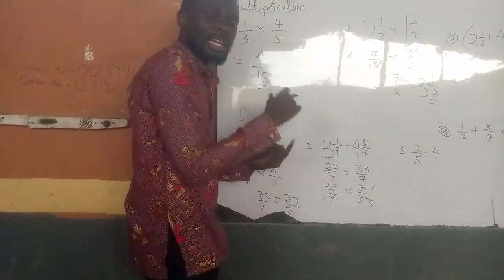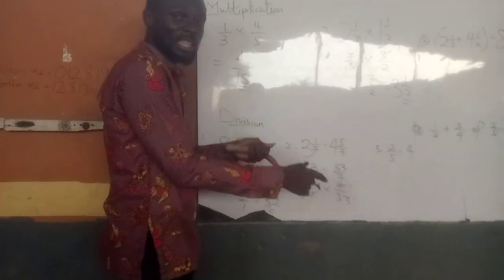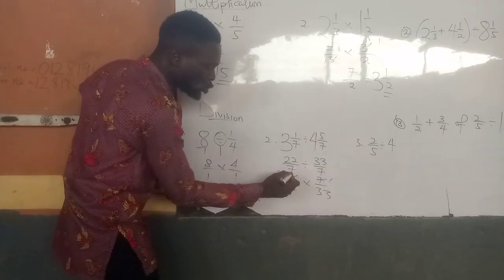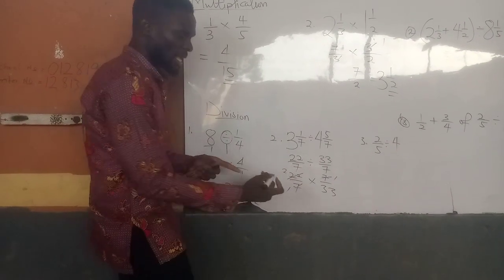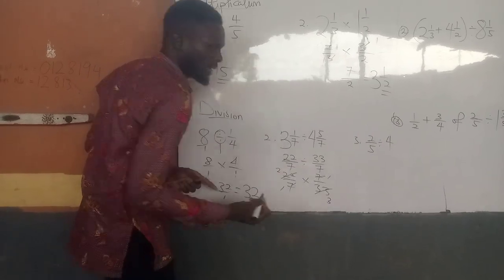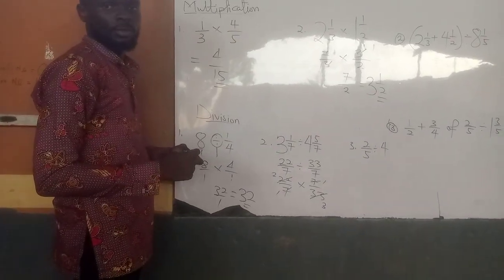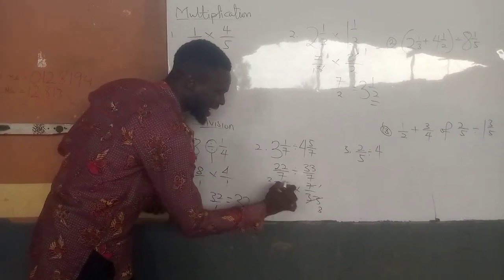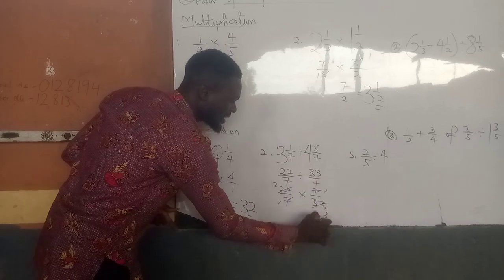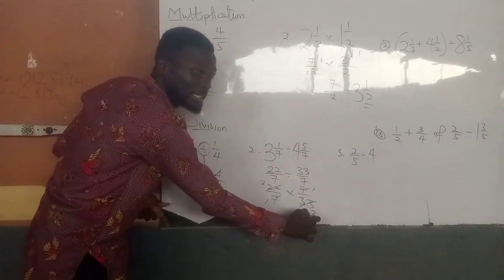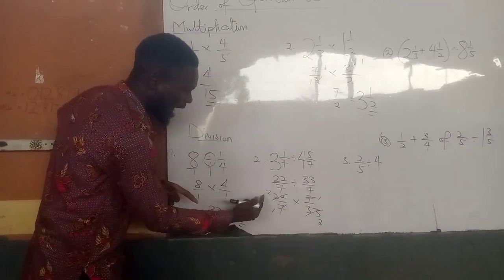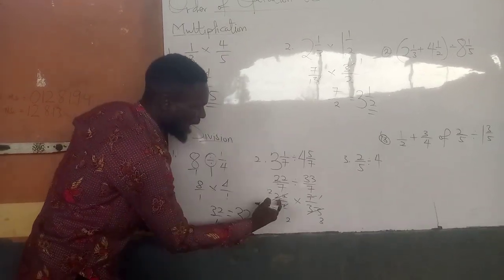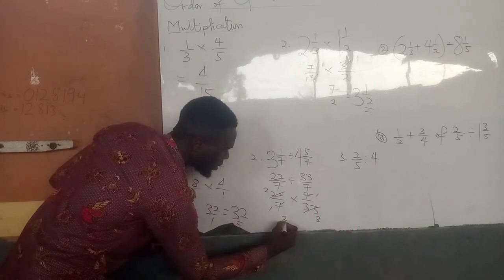22 and 33, there is a number that can divide them. So I can say 11 into here, 2, and 11 into this, 3. You cancel vertically or diagonally. So now that I've cancelled out, I have 2 times 1, which is 2, and I have 1 times 3, which is 3.